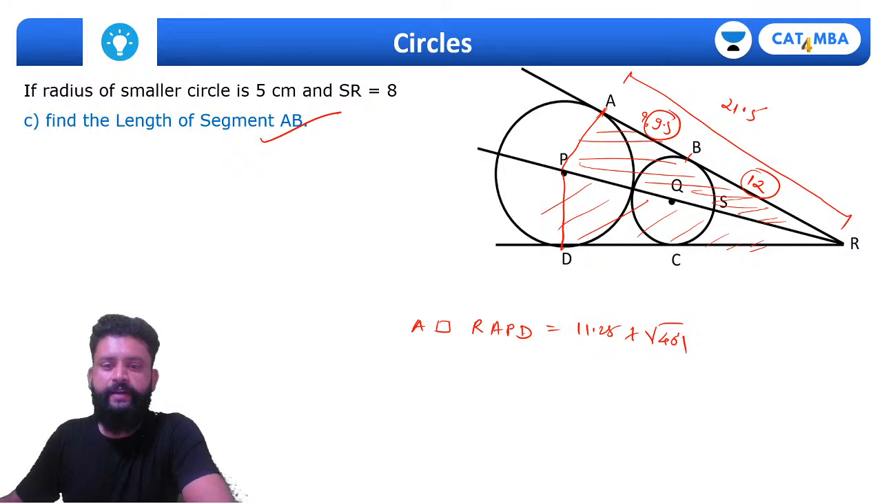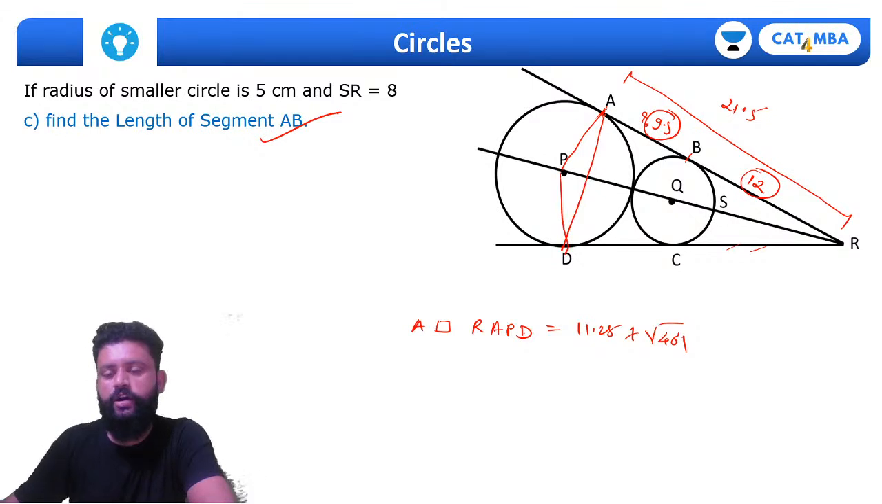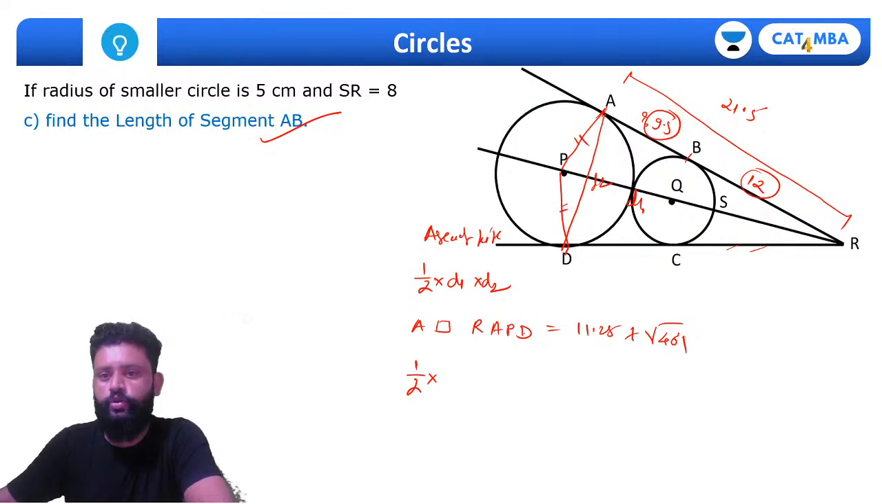Right, now understand what is the area of the kite. What is the area of the kite? Area of kite is half into d1 into d2, that is half into its diagonals. That's the formula for the area of a kite. And this is a kite. These two sides are the same, these two sides are the same.